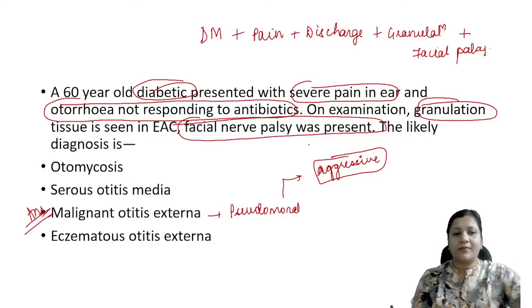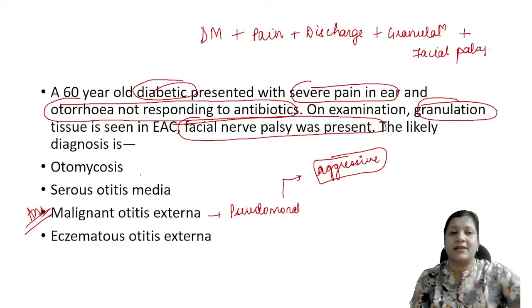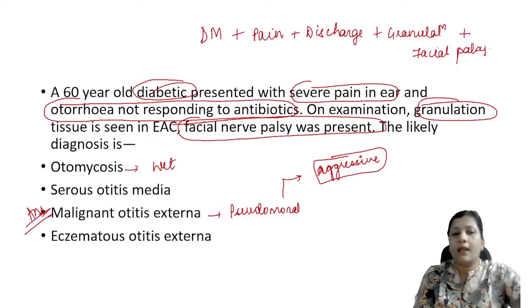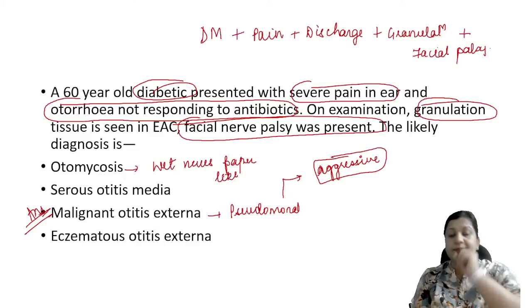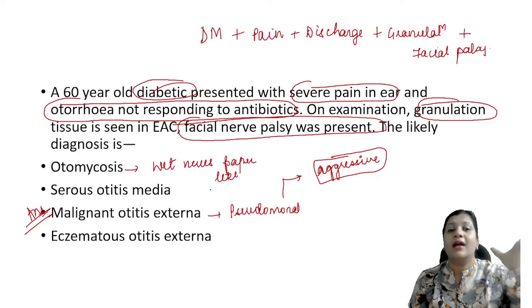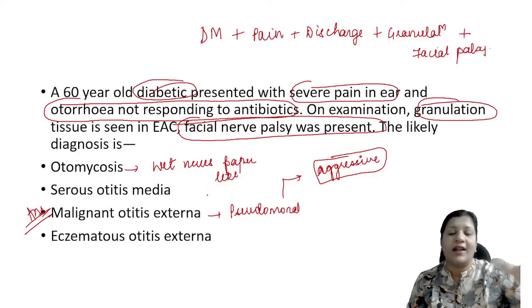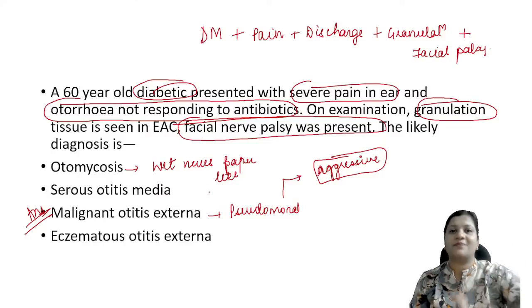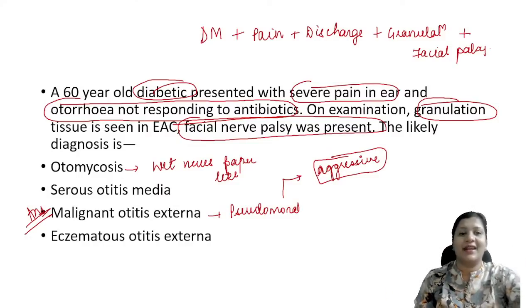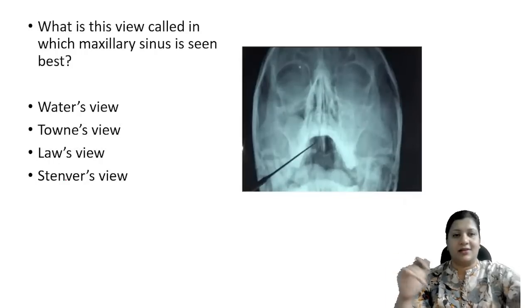Otomycosis typically presents to you with a wet newspaper like appearance. Serous otitis media presents to you with a dull, lusterless tympanic membrane with air fluid level and air bubbles. Okay, so I think the answer is very clear. Malignant otitis externa.